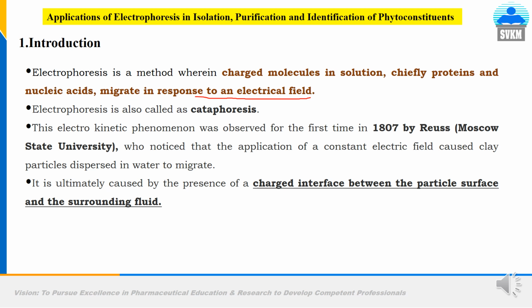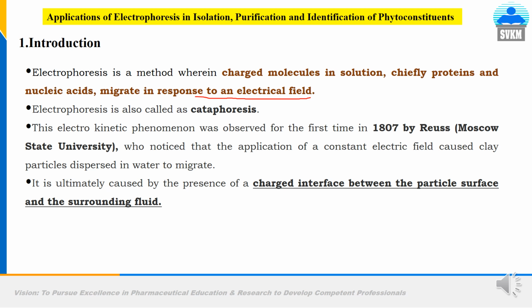Electrophoresis is also known as cataphoresis. This electrokinetic phenomenon was observed for the first time in 1807 by Reuss from Moscow State University, who noticed that application of a constant electric field caused clay particles dispersed in water to migrate to the anode and cathode respectively. It is ultimately caused by the presence of a charge interface between the particle surface and the surrounding fluid.